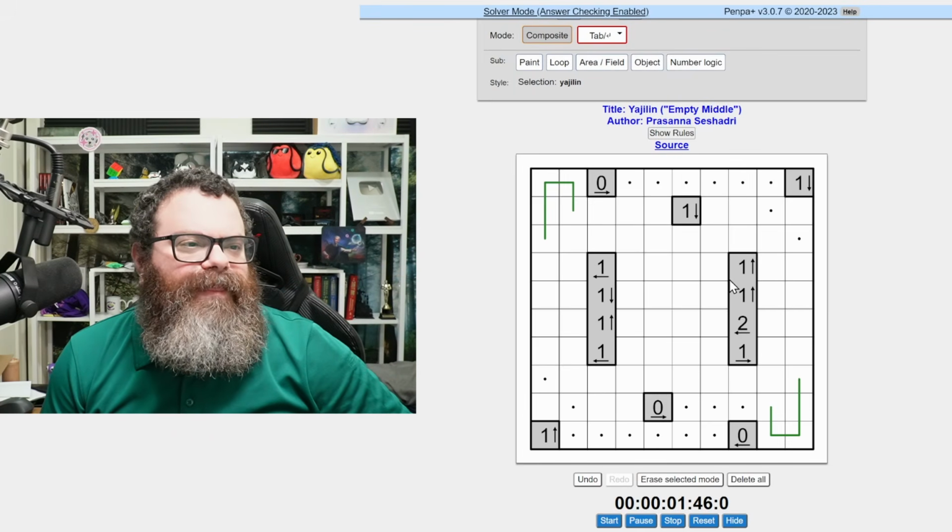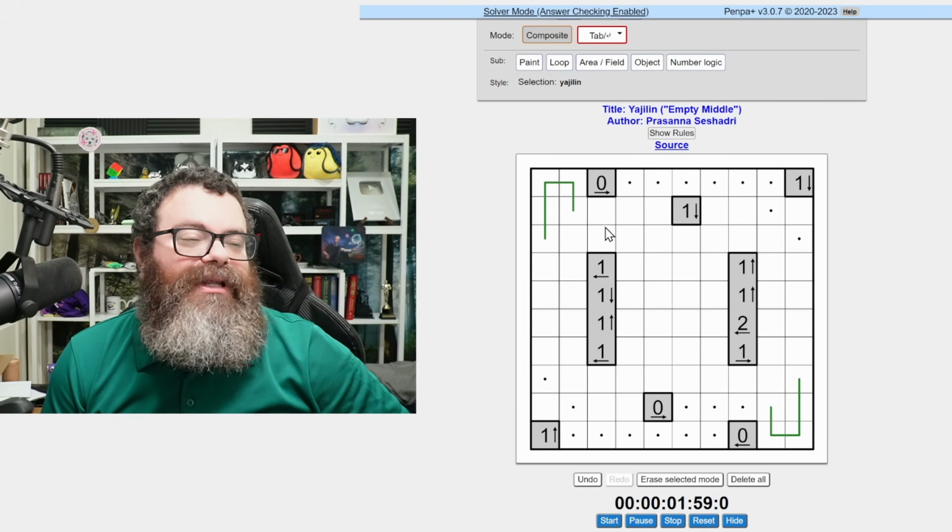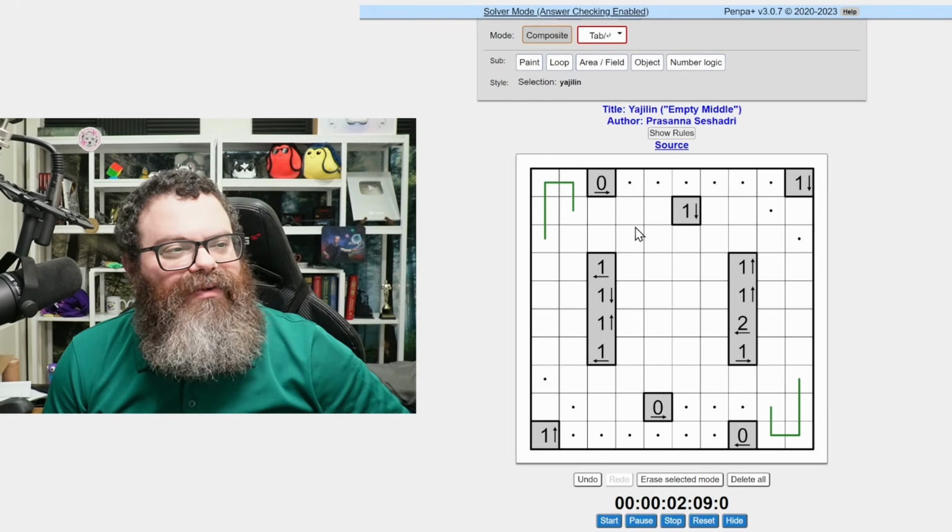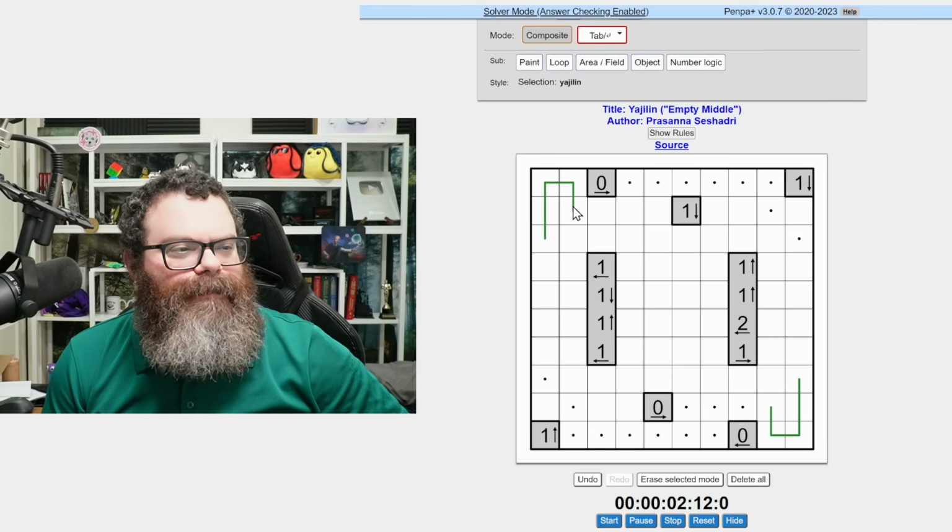Okay. Now, what else can we say here? So this one is pointing up. That tells us that one of these two is shaded, which means the loop is going to go straight through. So either this is shaded, which makes the loop go straight through here, or this is shaded, which makes the loop go straight through there. So we know the loop goes once through here.